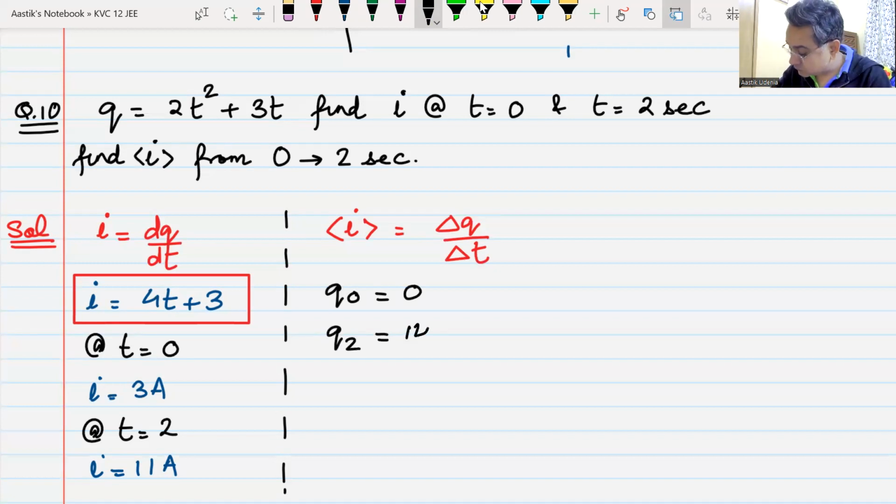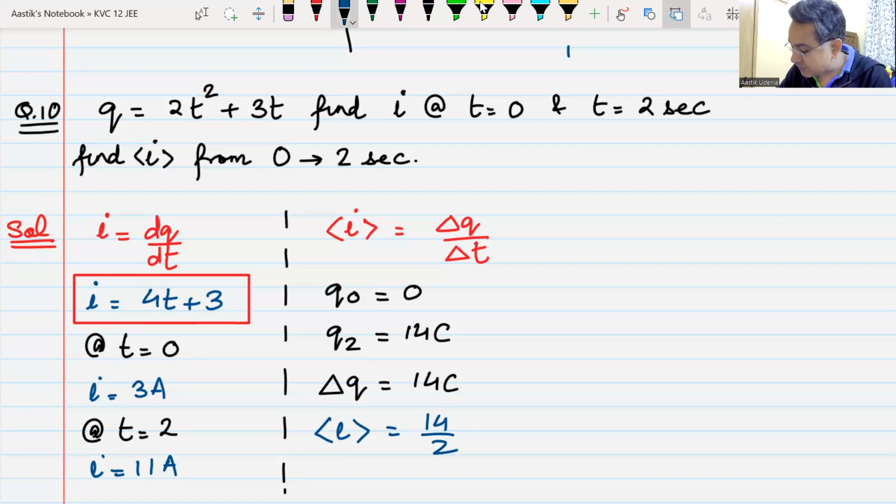14 coulombs. So how much charge has flown? Delta Q is 14 coulombs. Now I can get my average current. My average current will be 14 divided by 2 and the answer would be 7 ampere.